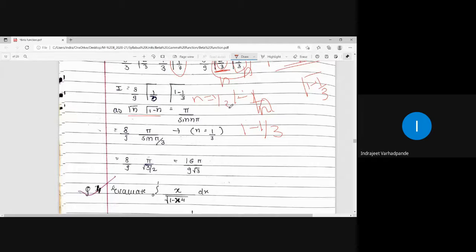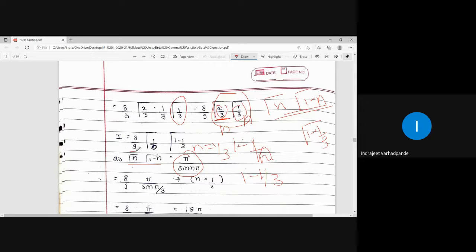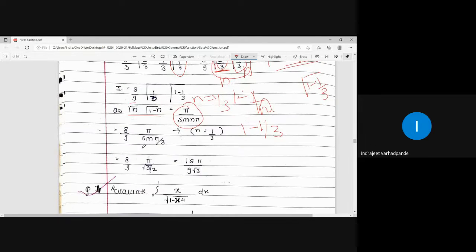1 by 3. So apply the property gamma n into gamma 1 minus n is pi upon sine n pi. So n is 1 by 3. Denominator becomes sine pi by 3. So final answer is 8 by 9 into pi upon sine pi by 3. Simplification gives you the answer as 16 pi upon 9 root 3.